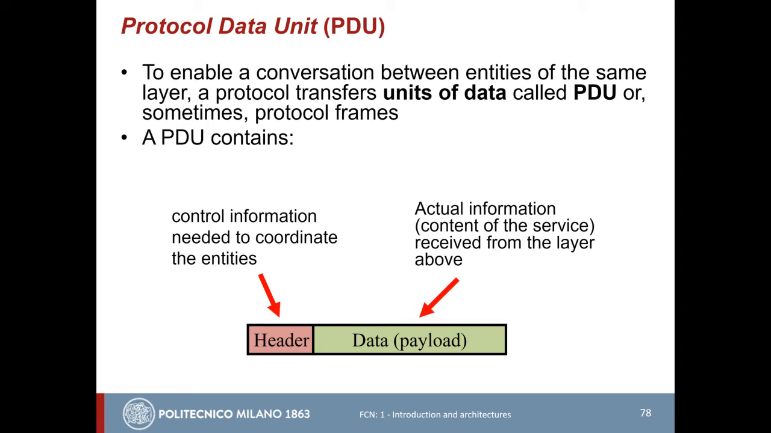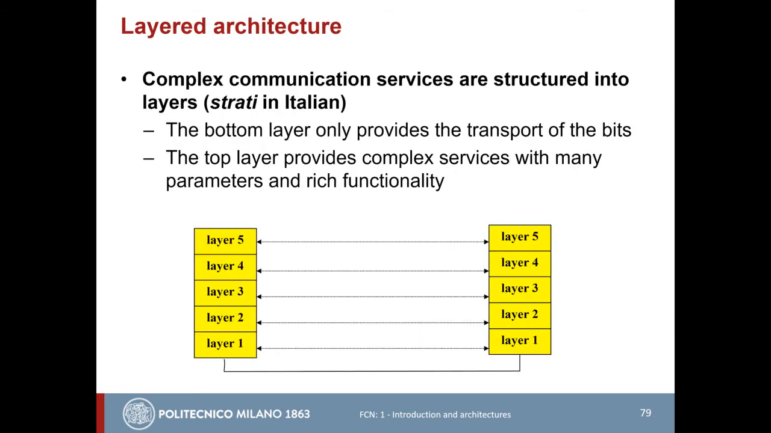The payload contains the information that has to be transferred at that specific layer. The header contains extra information needed to manage communication at that specific layer. So the actual content of information is in the payload. The header contains only control information, so information that is only used in order to control communication.